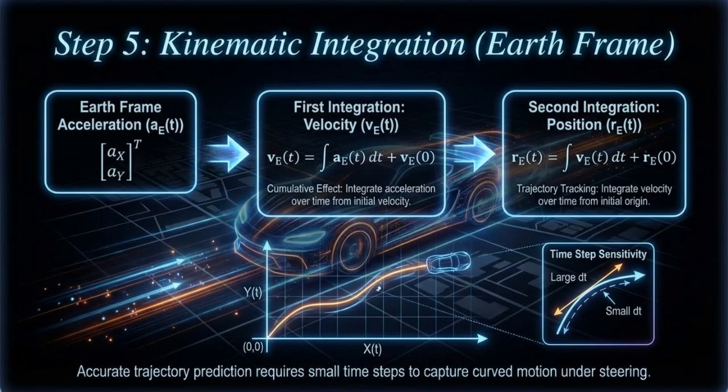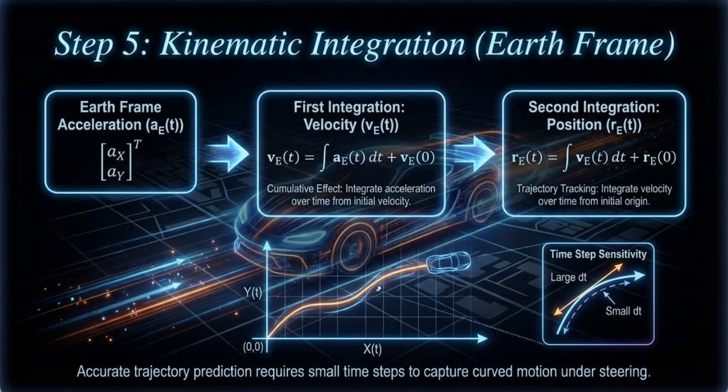Once acceleration is known in the earth frame, we determine the vehicle's motion through time integration. First, earth frame acceleration is integrated over time to obtain the earth frame velocity as a function of time. Next, this velocity is integrated again over time to obtain the earth frame position, starting from the initial origin. Mathematically, velocity is the time integral of acceleration, and position is the time integral of velocity.